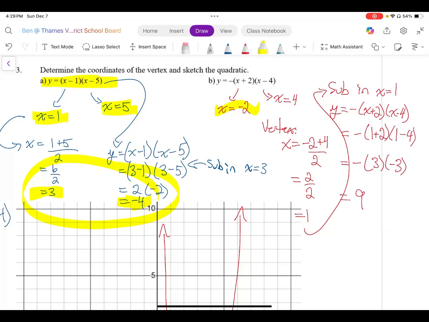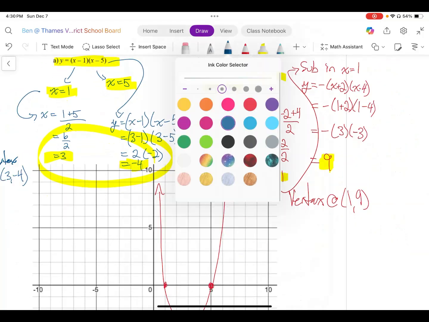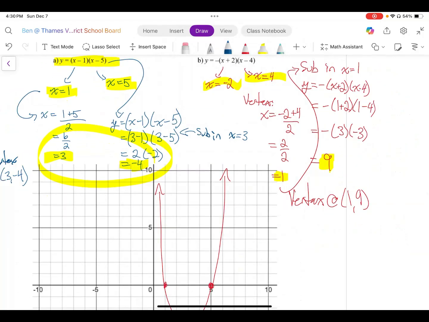Good, so we found the locations of our zeros, we found the x-coordinate of our vertex, we found the y-coordinate of our vertex, so our vertex is at the coordinates 1, 9. So we can put all of those together. My colors are going to be inverted, I apologize. We're working on question 1b. The location of my zeros is at x equals -2, that's right here, and x equals +4, that's right here. The location of my vertex is +1, +9, that's way up here.